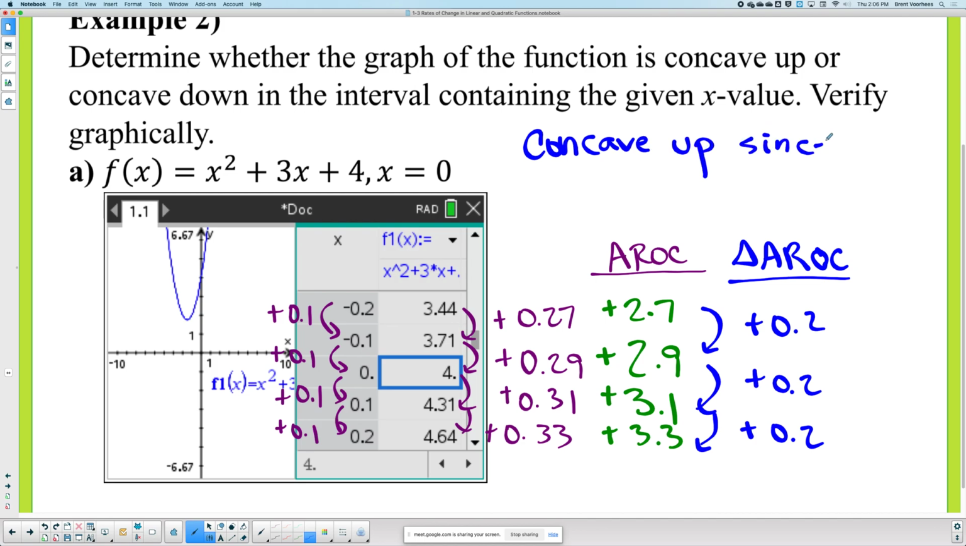Since the change in the A rock equals 0.2, and that is greater than 0, it's not greater than 0 by much, but it is greater than 0. Yes, sir?